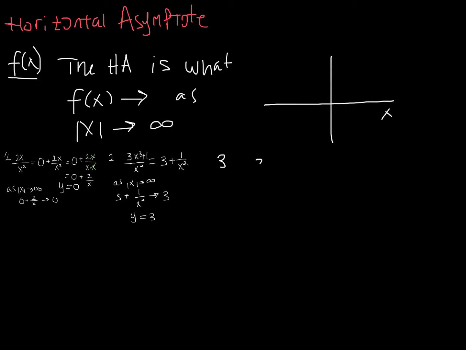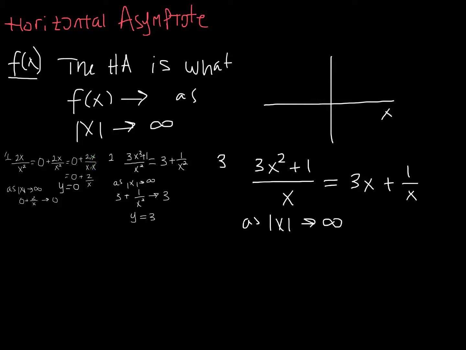So let's try this. We have 3x squared, let's go with plus 1 again, and divide it by x. And so what will happen as x approaches infinity? So the first thing we're going to do is the long division here. And this is pretty simple. We are going to get 3x plus 1 over x. And what will happen as x approaches positive or negative infinity? Well, think about it. Let's write it out again.